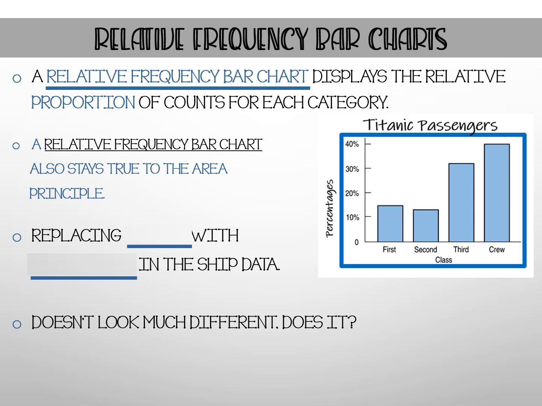Relative frequency bar charts. A relative frequency bar chart displays the relative proportion of counts for each category. A relative frequency bar chart also stays true to the area principle, replacing counts with percentages in the ship data. Does it look much different? No, it pretty much looks the same. We've just altered the scale.